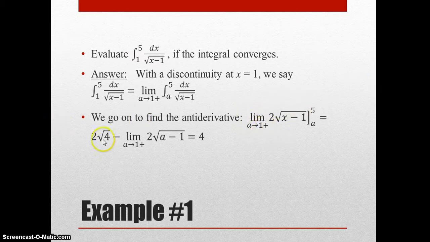When we plug in 5, we get 2 square root of 4. And then evaluating the limit as a goes to 1 from the right of 2 square root of a minus 1 produces 0. So our final answer is 4. Therefore, the integral will converge to 4.